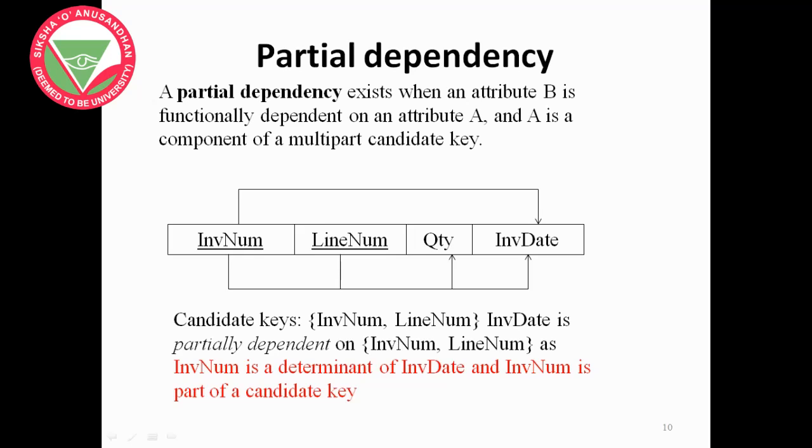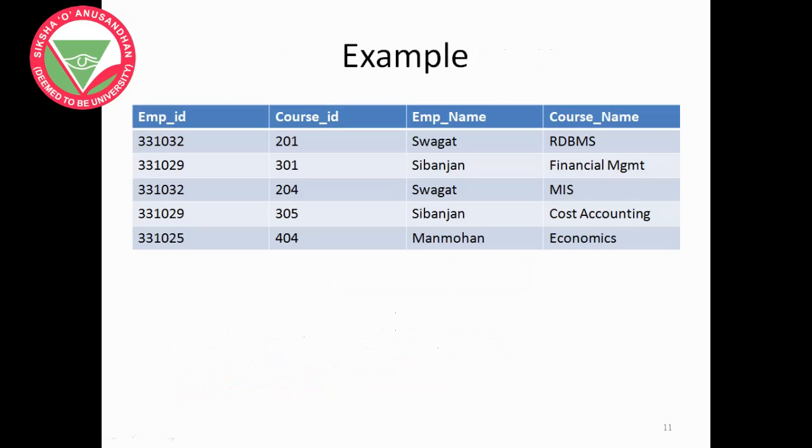And we can see that the invoice date is determined by the invoice number. So we can say that the invoice number is the determinant of the invoice date, and invoice number is a part of the candidate key. A part of the candidate key means invoice number and line number together becomes the primary key. So for example, let us say the quantity is again partially dependent on line number. Let us take an example and see how it is done.